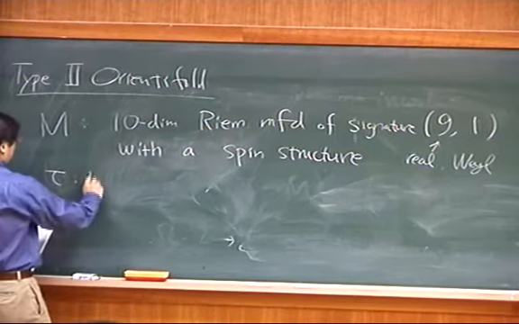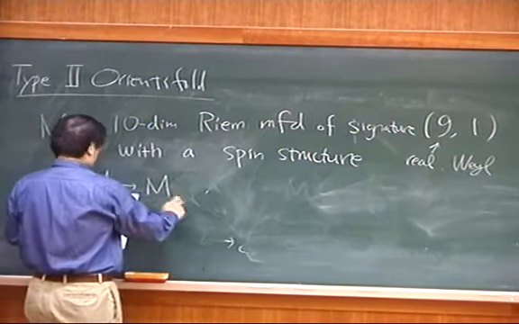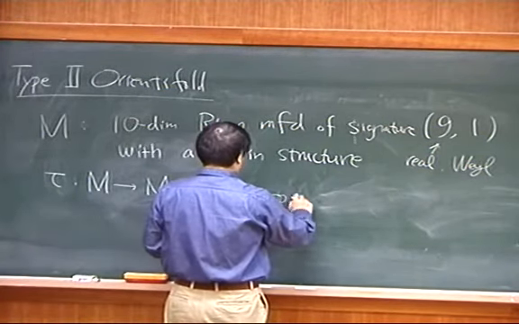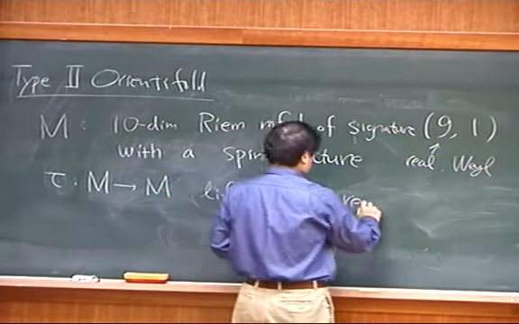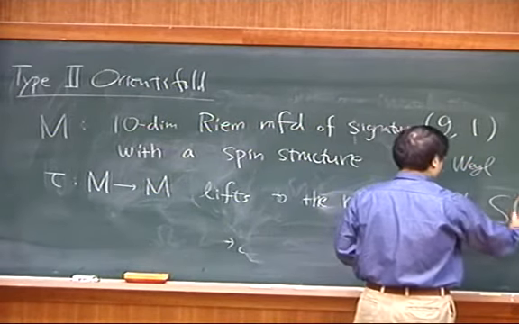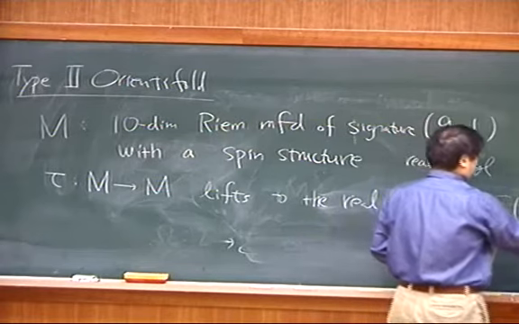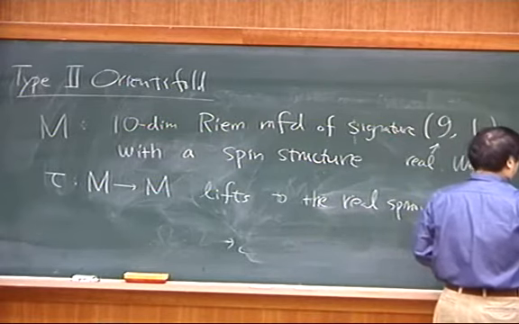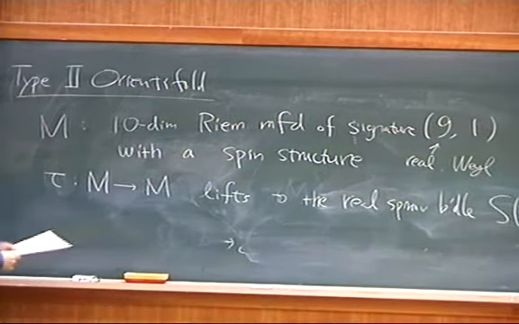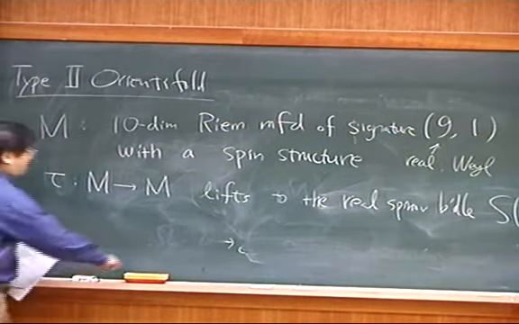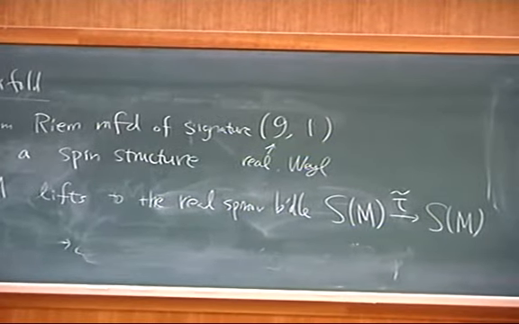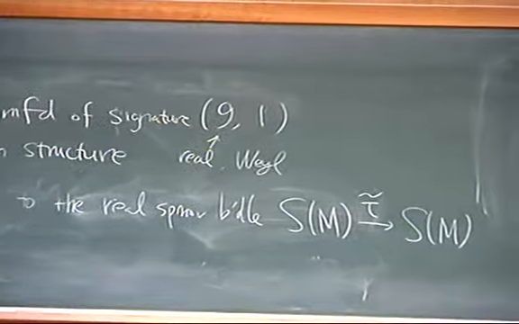And tau is an involution, and we require that it lifts to the real spinor bundle. So it's called spinor bundle S of M, tau tilde lifts to an action on the real spinor bundle. And you can have four cases. Such involutions can be classified into four cases.